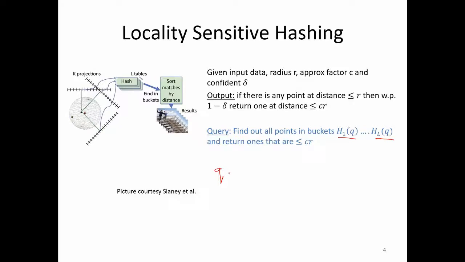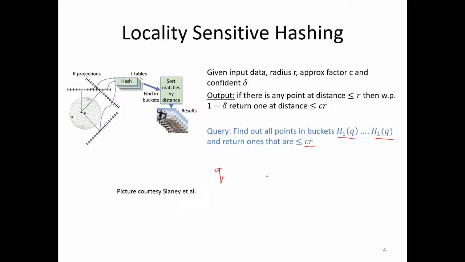Now you have already done the pre-processing, and you know for each of these corresponding hash buckets which are the points. So you find out all points in all these L hash buckets, and then you can check through these points and return the ones whose radius is less than or equal to CR.